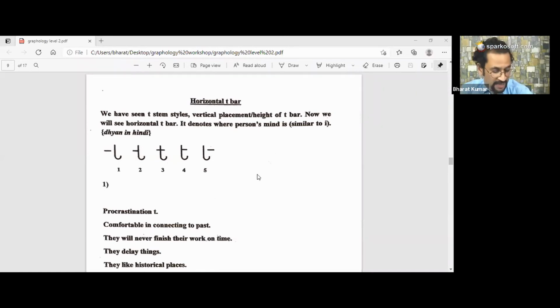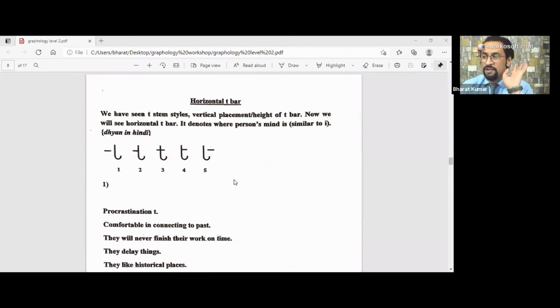Now, the third type of T. This is known as the balanced T and the most recommended T. They have their mind at the present moment. Their mind is present at the present moment. They balance their past and future.